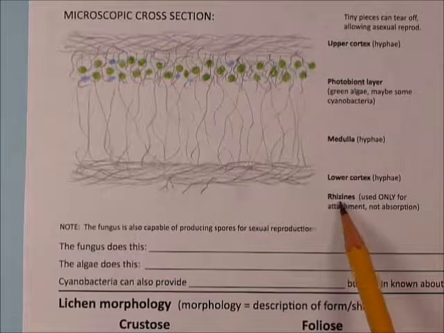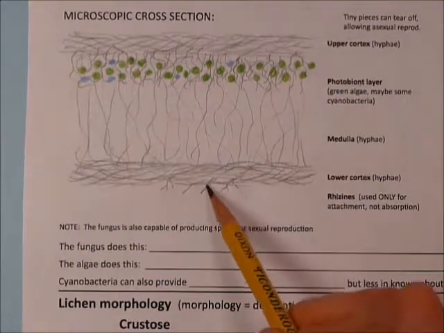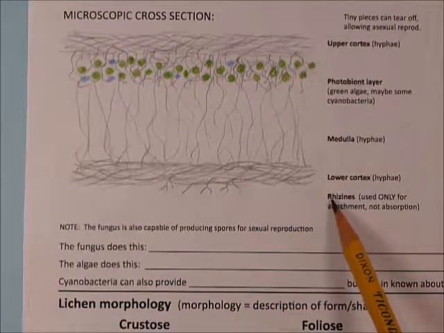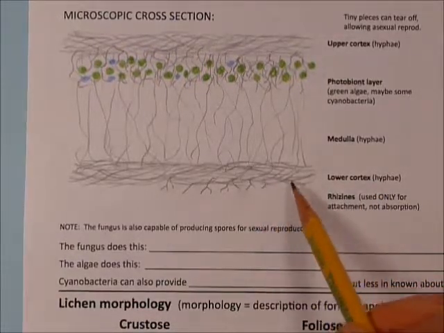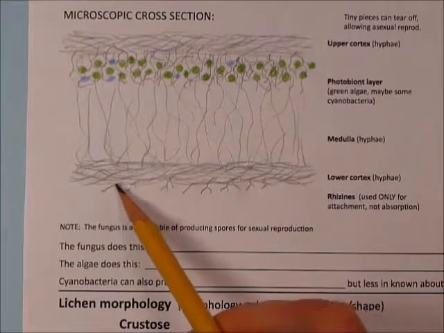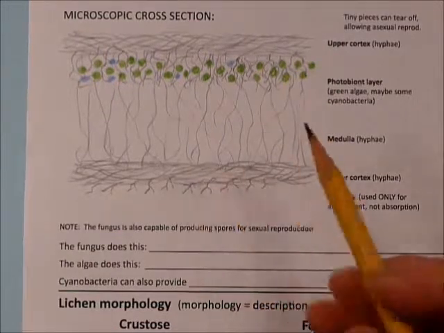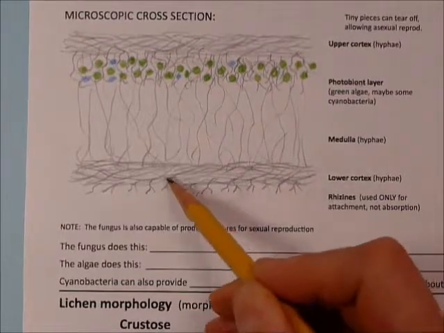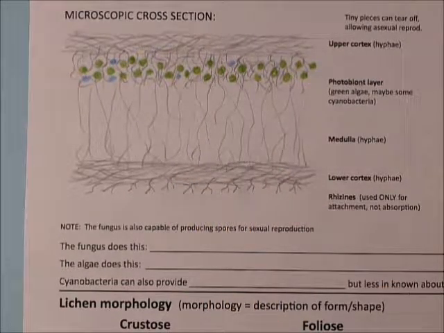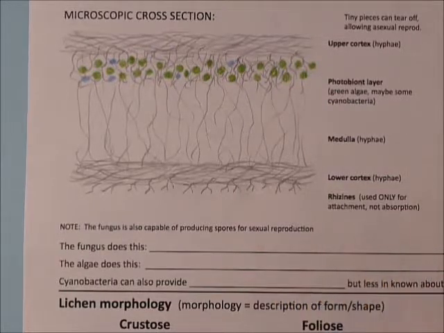Anytime that they want to name a structure that looks like it might be a root, but it isn't, they oftentimes use a word that starts with R-H-I-Z, like rhizome, rhizos, rhizophus, words like that. So these are rhizines. Though they may look like roots, they are not. True roots, like in plants, absorb water and nutrients, minerals. These do not absorb water and they do not absorb minerals, so we can't call them roots. So we'll call them rhizines.